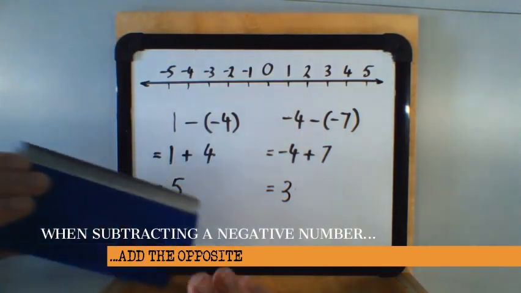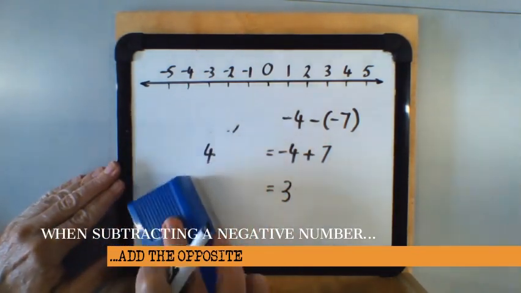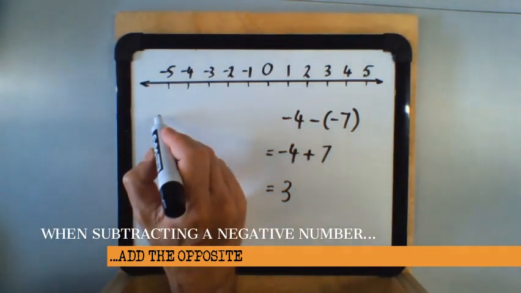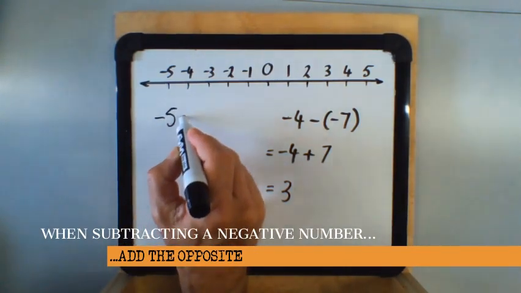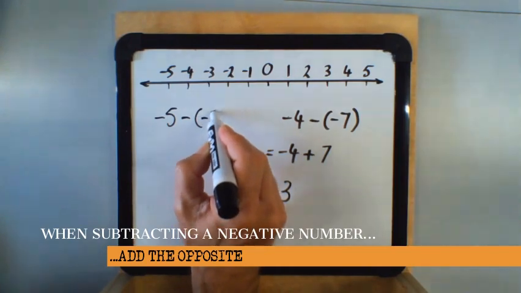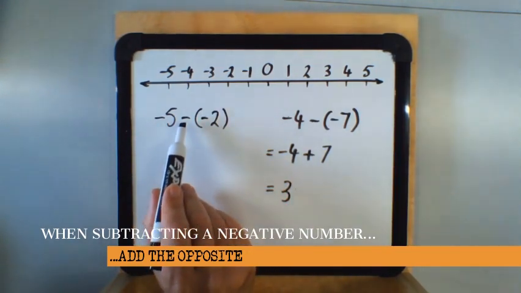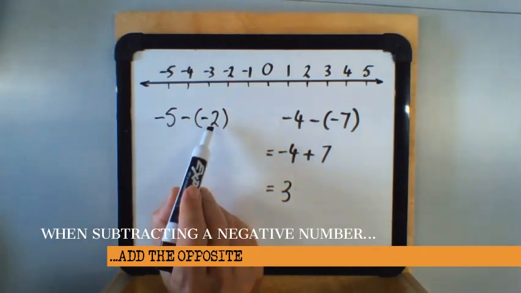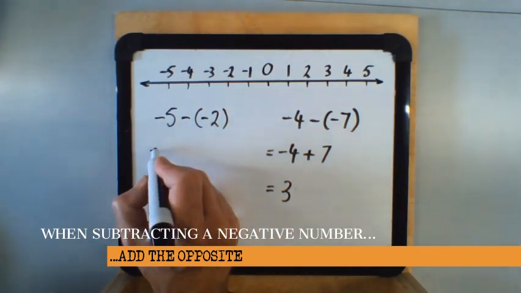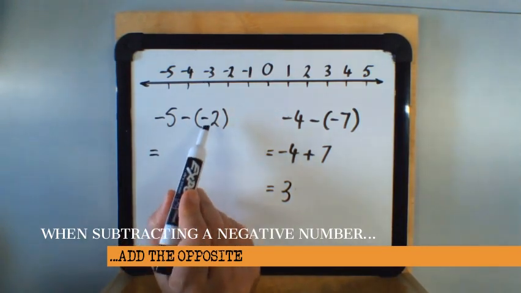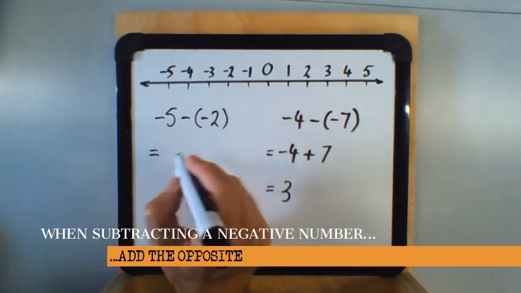We'll do one more example of the same thing. What if this time I start at minus 5 and I take away minus 2? So minus 5, subtract negative 2. Again, if I subtract a negative, I add the opposite.